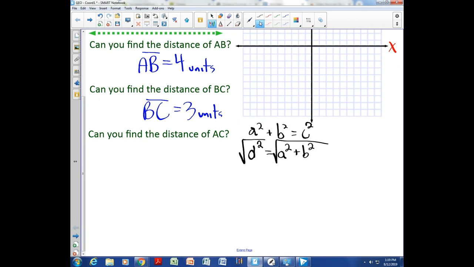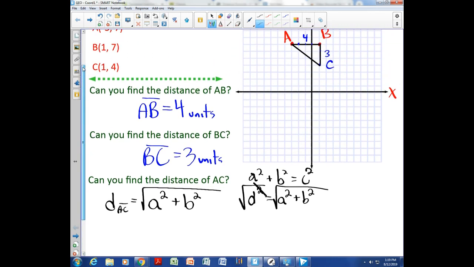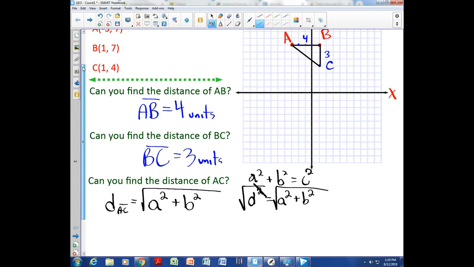On the left side, the square and the square root are going to cancel each other out, and I get the distance, and in this case of AC, should be equal to the square root of the two legs, which is my a squared plus my b squared. Now, if you go back up and look at the a squared and the b squared, that represents the horizontal and the vertical legs. And I can see that AB is my horizontal leg and BC is my vertical leg.